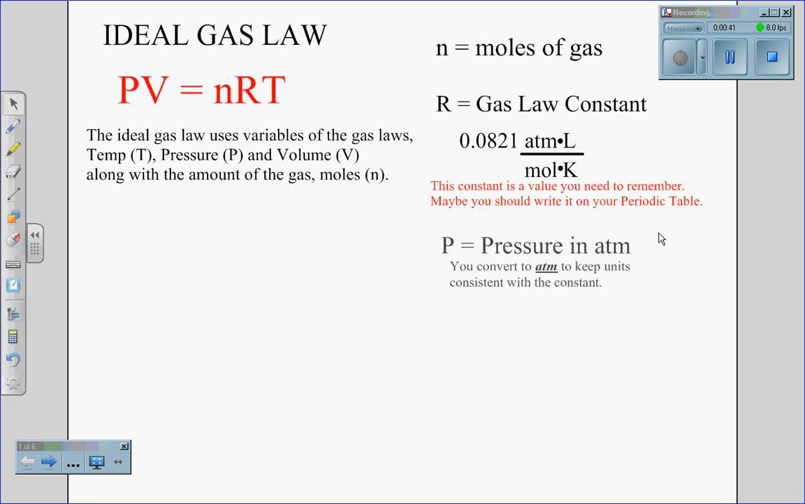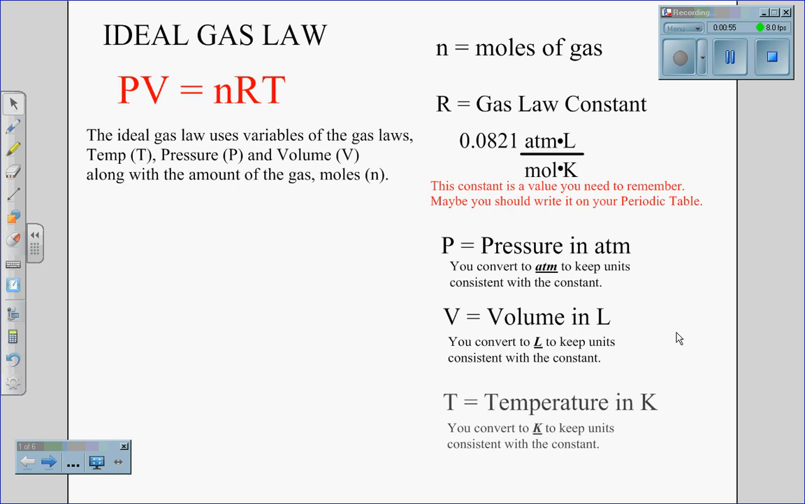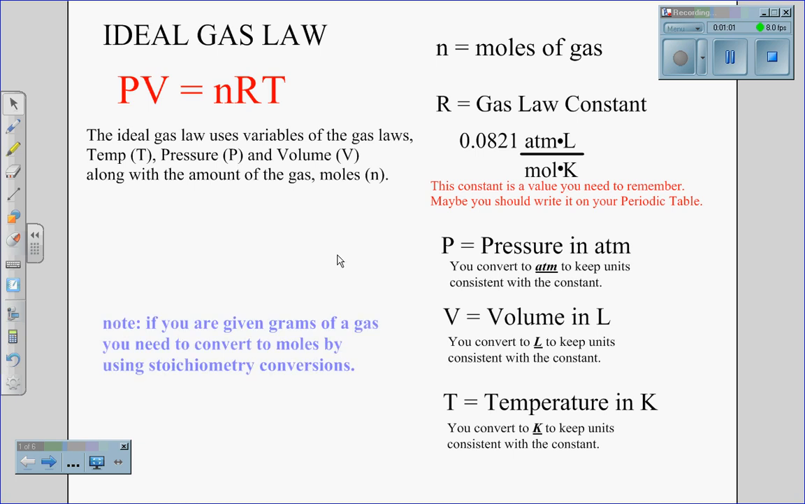Pressure, P, is measured in atmospheres. It must be in atm to match the gas law constant. Volume must always be converted to liters, again to match the gas law constant. And as with all gas law problems, we must convert Celsius to Kelvin. Sometimes in these problems you will be given the amount of gas in grams and will need to convert it to moles by stoichiometric conversions.